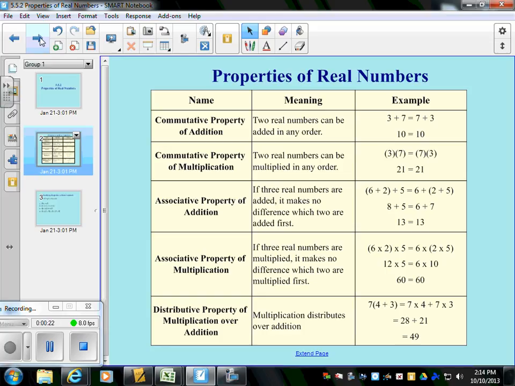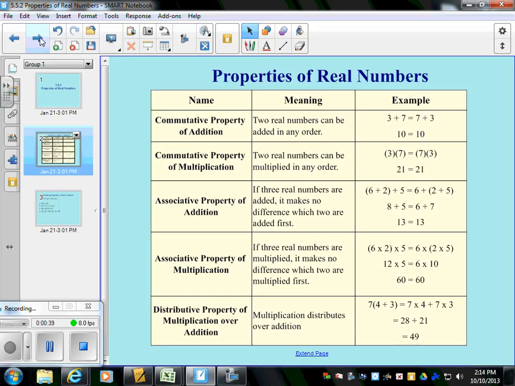The commutative property of addition. Two real numbers can be added in any order. For example, 3 plus 7 and 7 plus 3 both equal 10. It doesn't matter which order you add the numbers in.